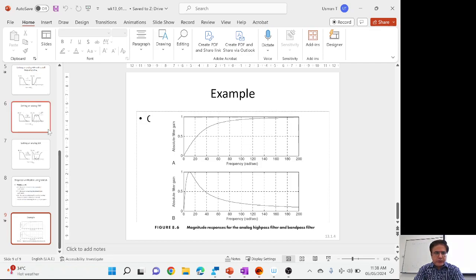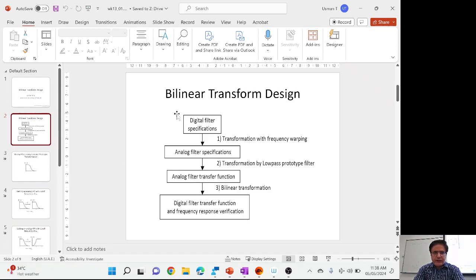All right. So this concludes the second part of the bilinear transformation design, in which we know the analog filter specifications and use a prototype filter to convert it into the analog filter of the specifications we got in the earlier step. So we are done with step number 2. Now we are going to see step number 3 and step number 1. Clear so far? Okay.